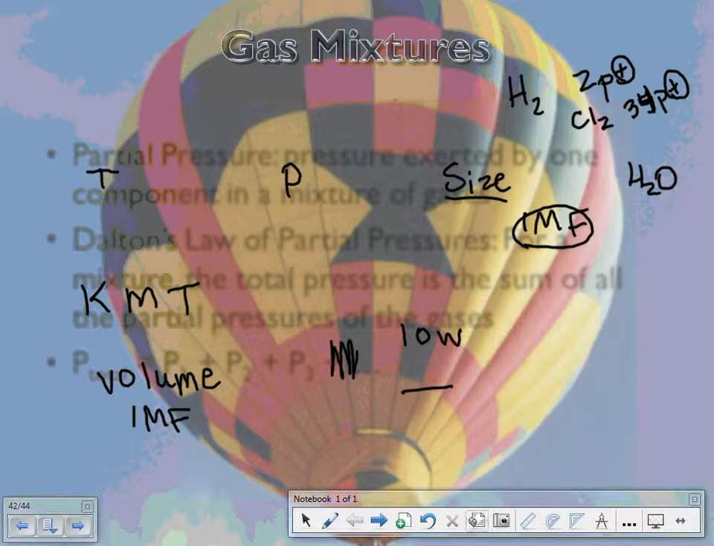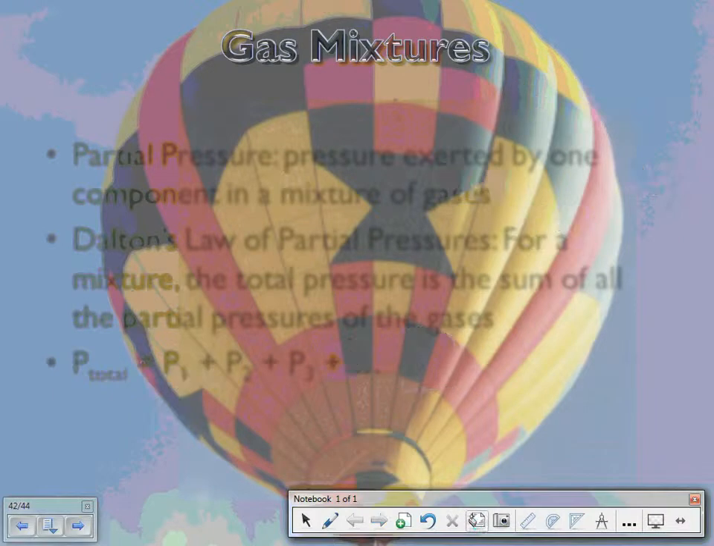Oh, and I always forget to clear the writing. Yeah, it looks really weird.